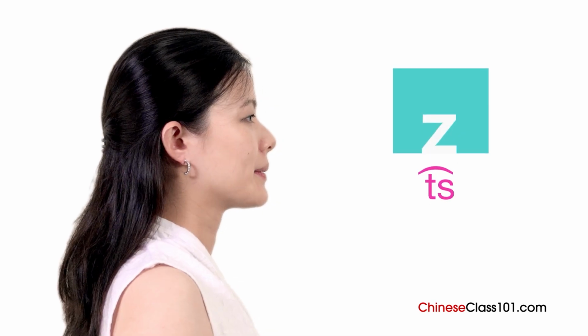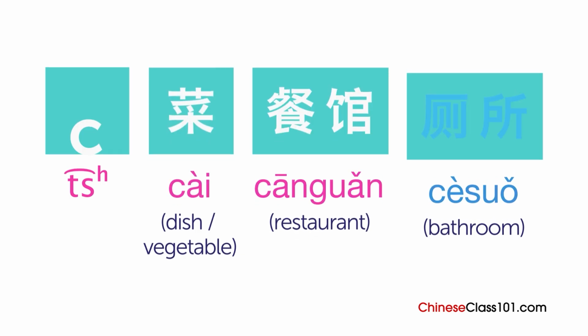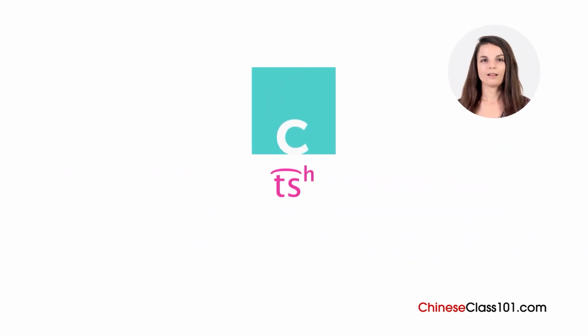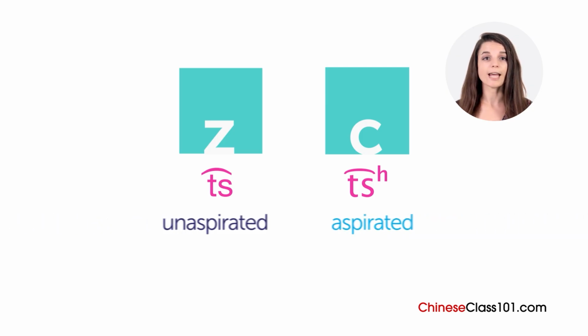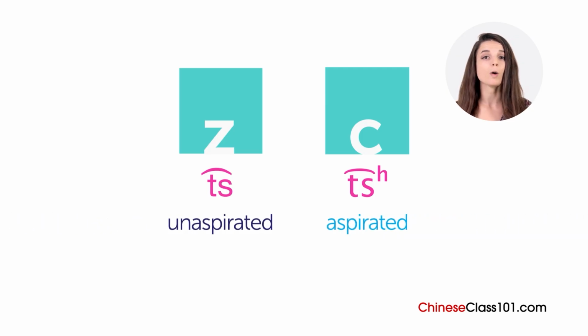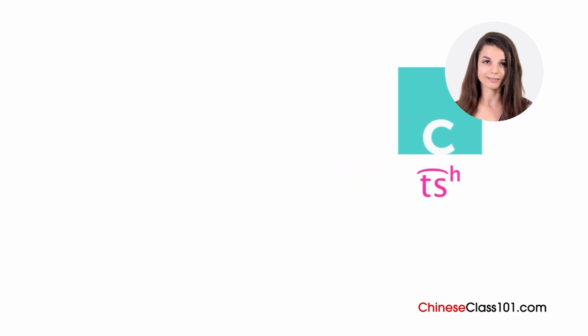The next consonant is c, 菜，餐馆，厕所。 This sound is identical to the previous one. However, the difference is that it's the aspirated counterpart, meaning you want to release a burst of air. Here's a great tip. You can produce this sound by saying the word cats. Listen to how Yinru says it to hear the difference.